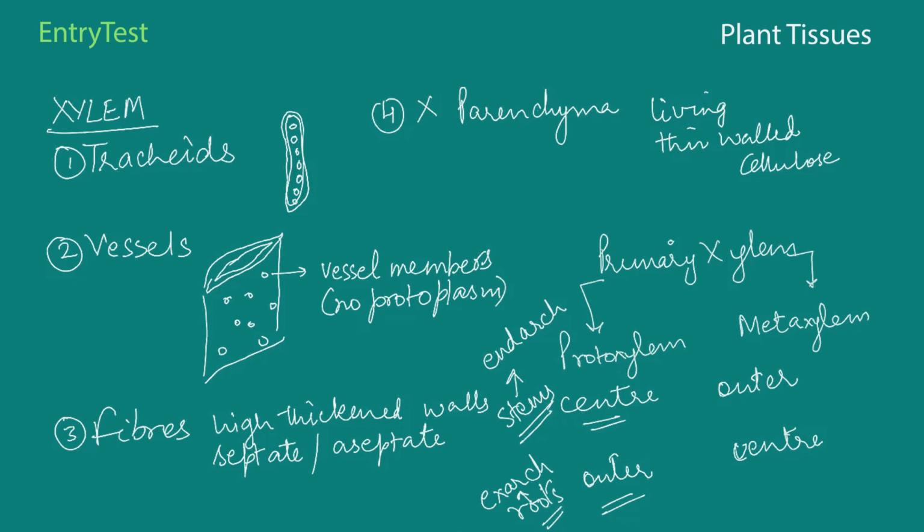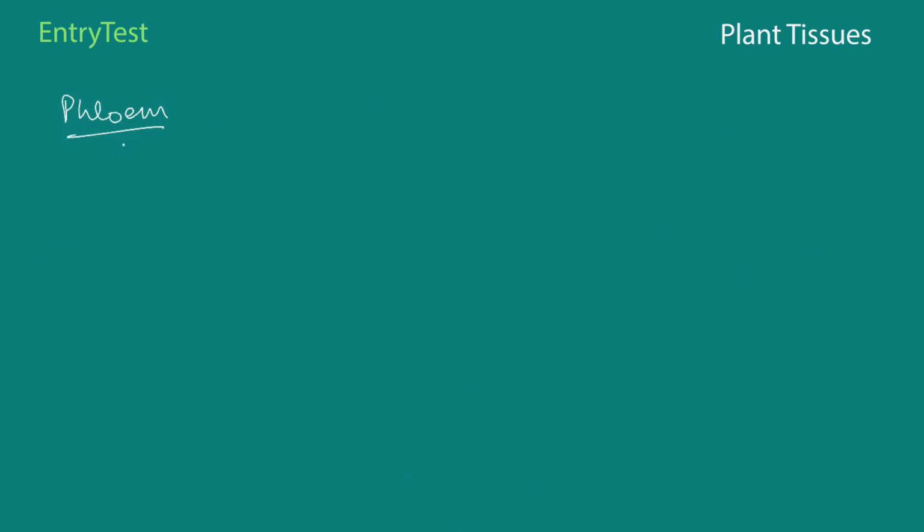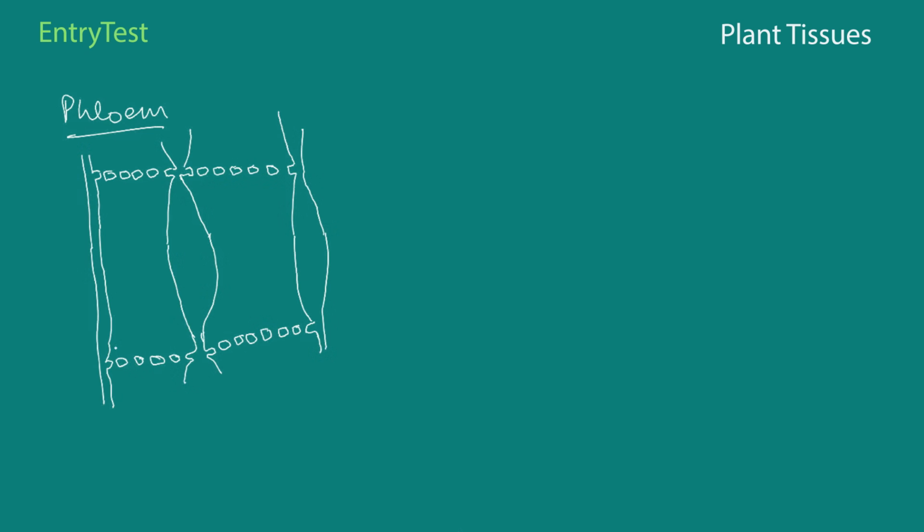The next thing that we're about to do is the phloem. So let me draw a diagram of the phloem. So this is the basic structure. This layer of cells is known as the phloem parenchyma and they have a nucleus in each of them. So let me label it. So that is the phloem parenchyma.